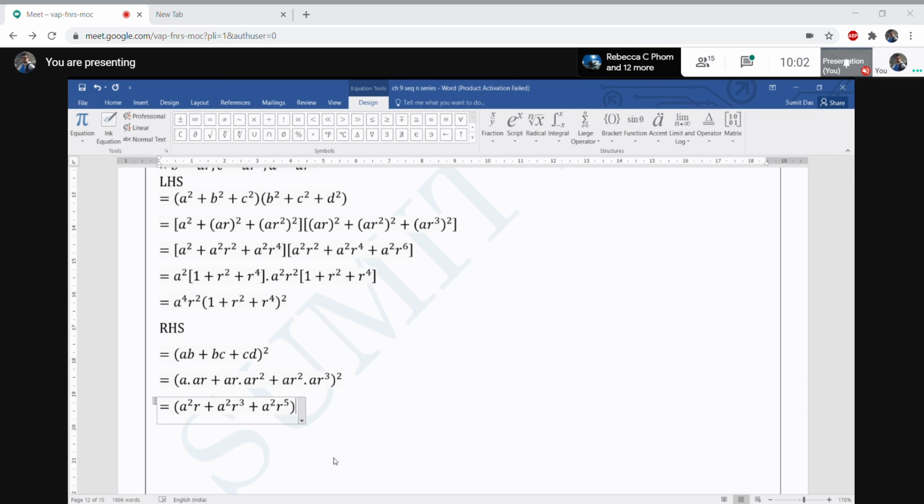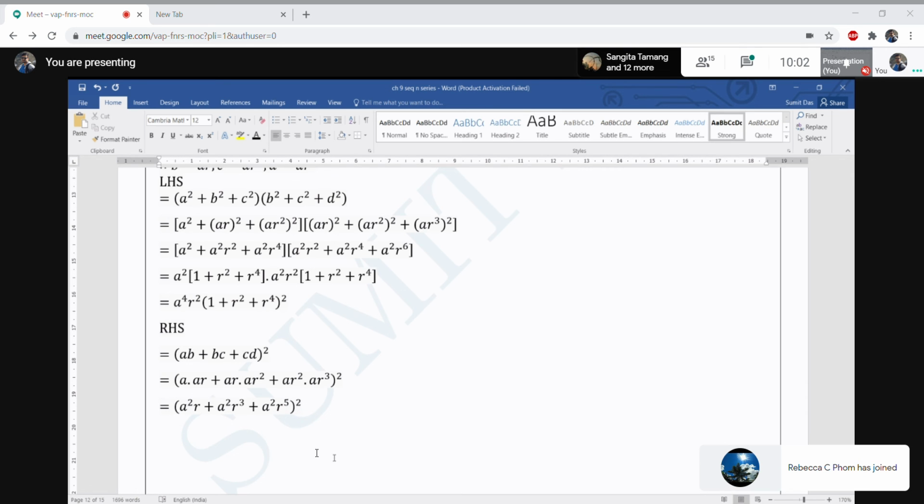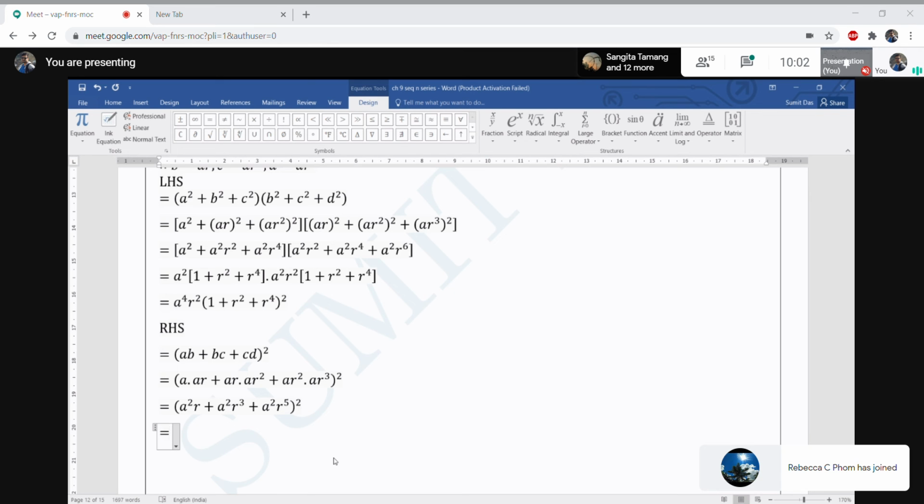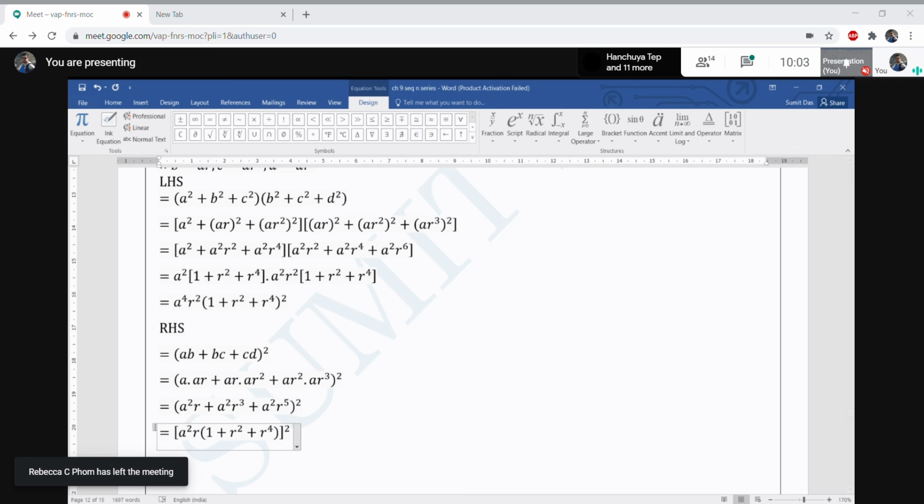Then I'll take common a square r from everything. So what will remain inside will be 1 plus r square plus r to the power 4, the bracket whole to the power square. I hope it's clear. From this bracket, inside the brackets, I'm taking common.